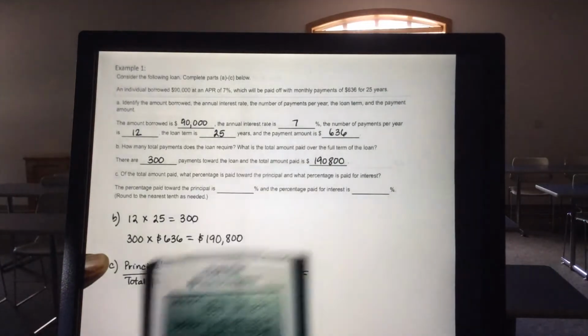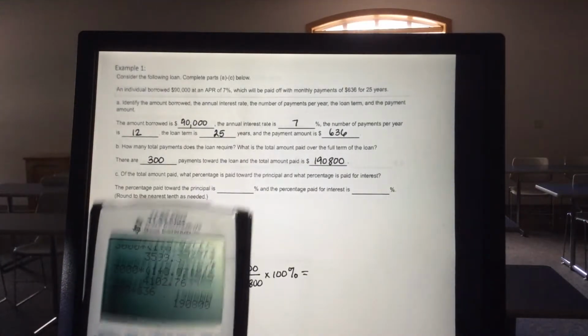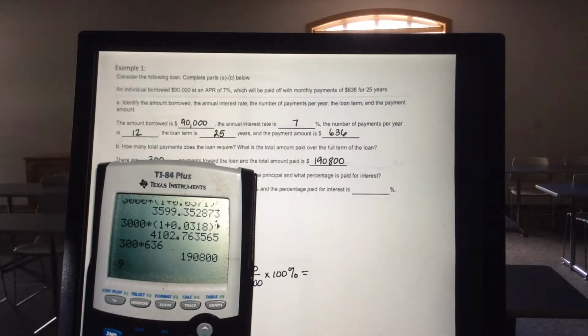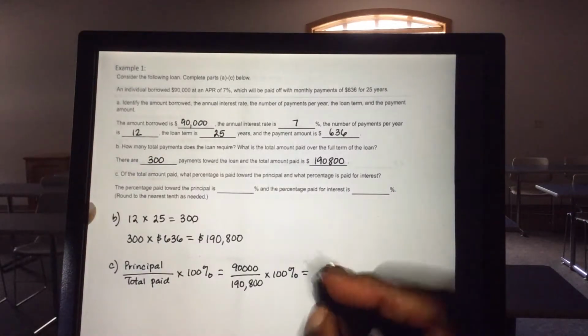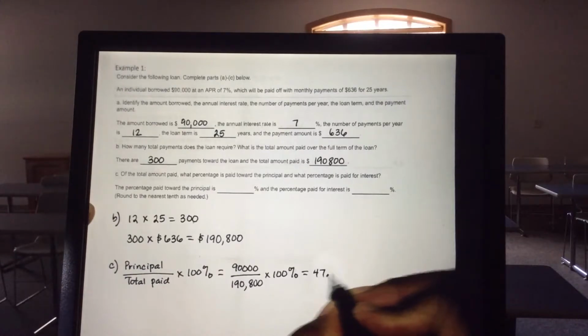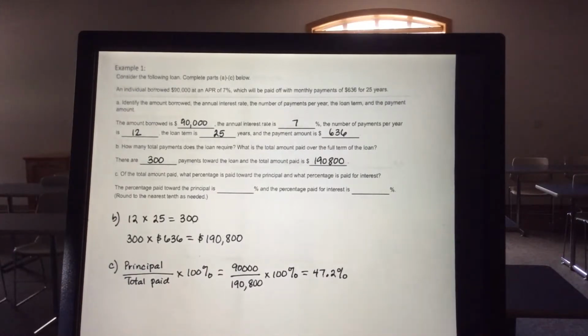So in this case here, 90,000 divided by $190,800 times 100. Now, if we were to round that off to one decimal place, it will be 47.2%. So 47.2% of that loan is going towards principal.